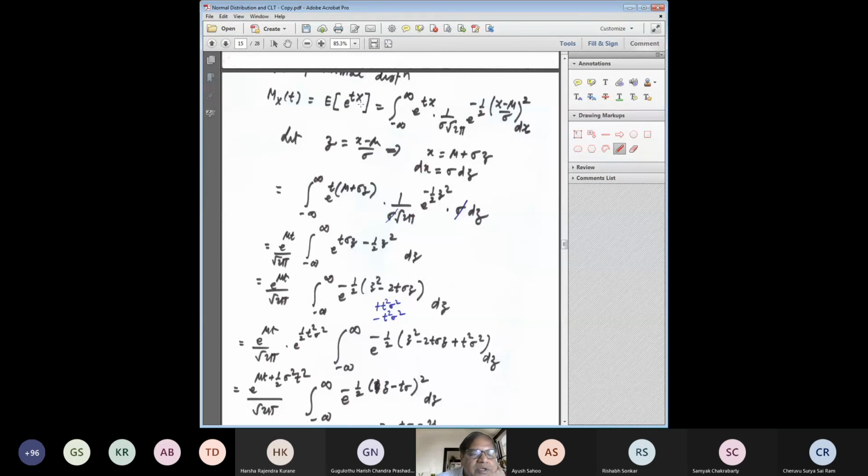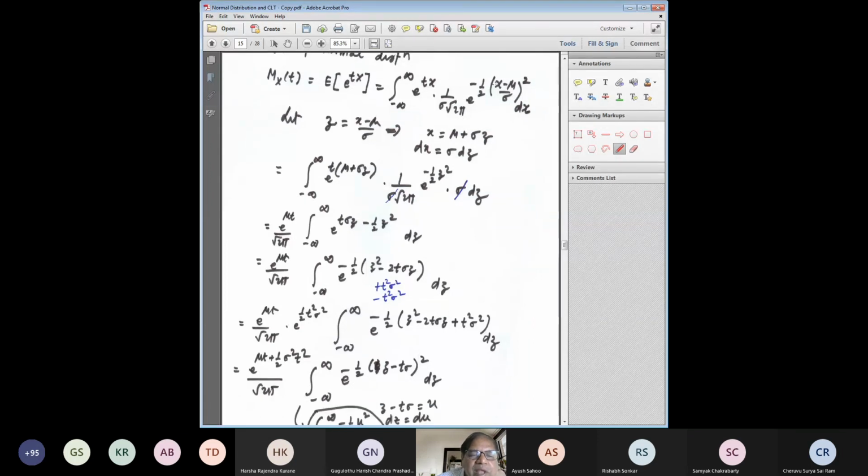integral. We need to find the moment generating function, which is the expected value of e to the power tx. Since we know the density function of the normal, we write the integral from minus infinity to plus infinity of e to the power tx times the density function of the normal, f(x) dx. So we have to solve this integral. For the solution, we substitute (x minus mu) by sigma, and assume it to be z.